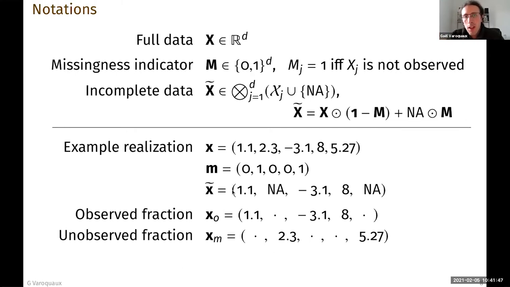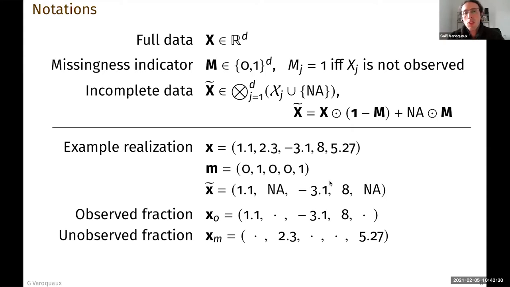And so to give you an example realization, here my underlying data is given by this vector. I guess you can all see my cursor. So the example realization is given by this vector. My mask tells me that I'm observing only a fraction of the entries. And so what I'm really giving to my learning procedure is the following data, which is incomplete data.